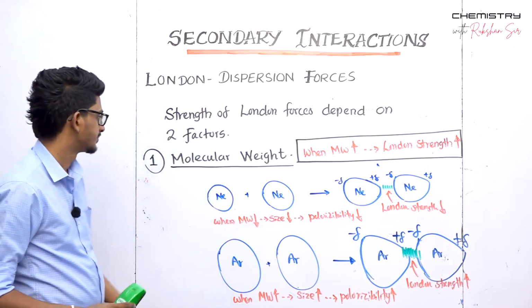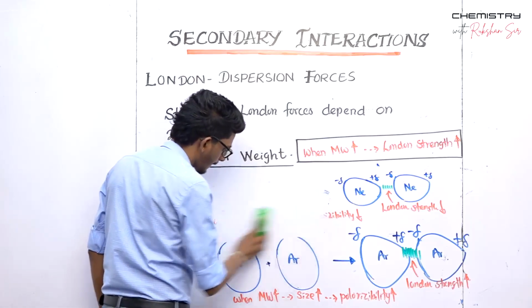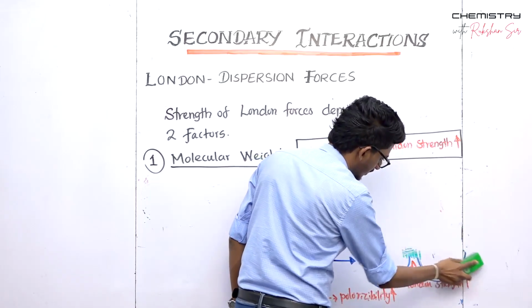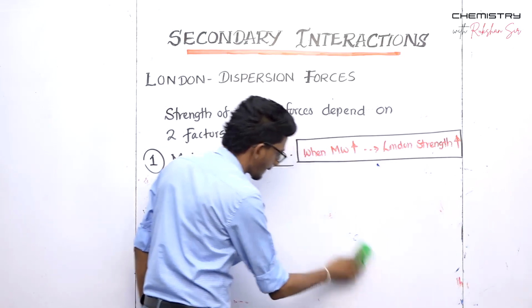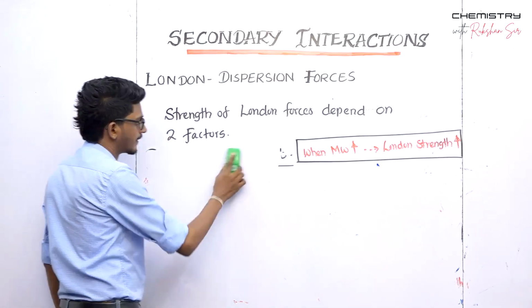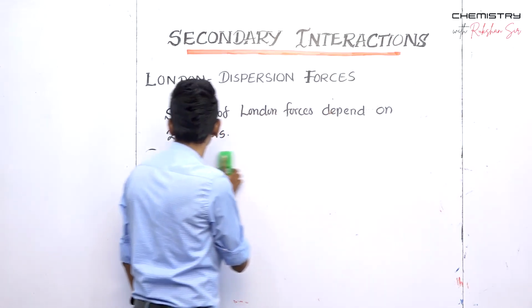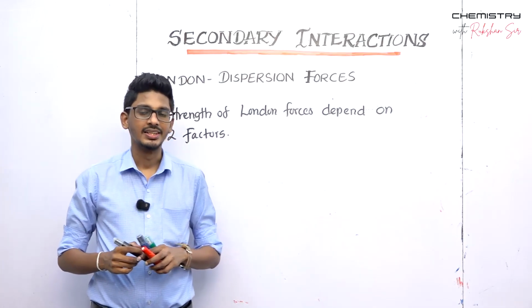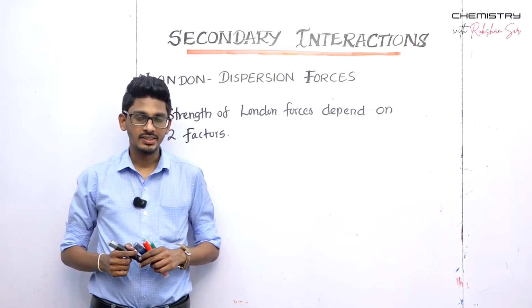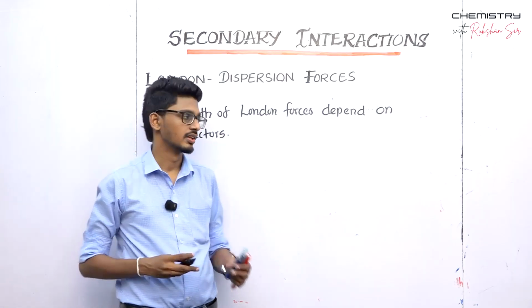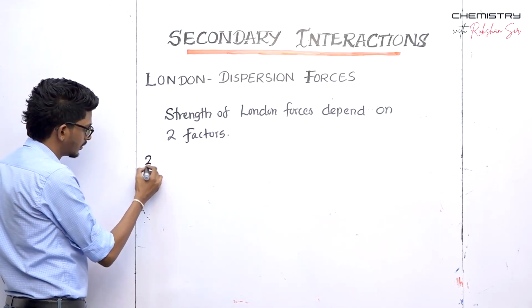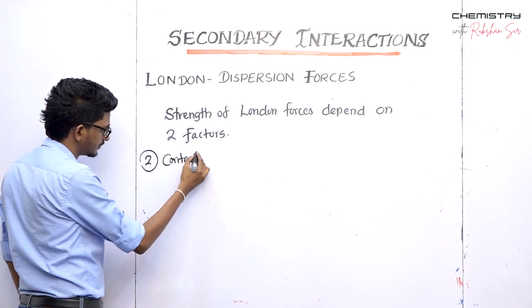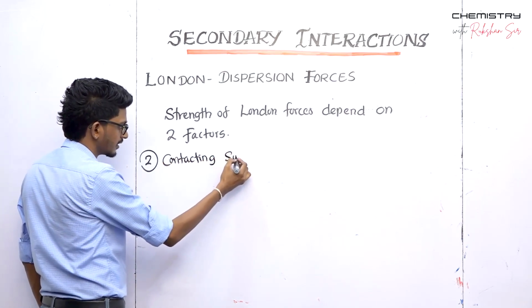Let's come up with the second factor. There are two factors affecting the London force strength. Let's discuss the second factor. The second factor affecting London force strength is known as the contacting surface area. Contacting surface area. Let's discuss that. Number two is contacting surface area.